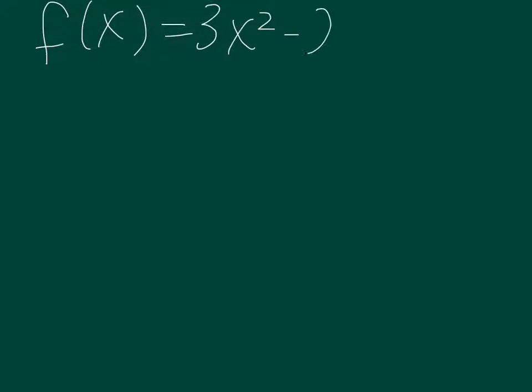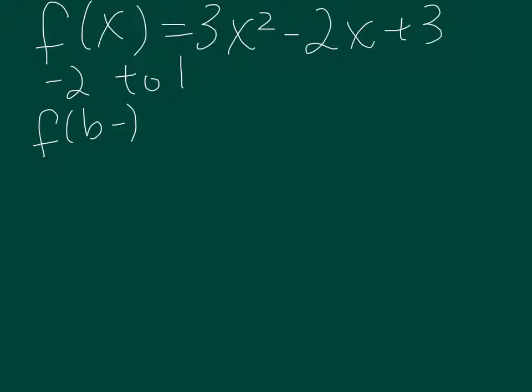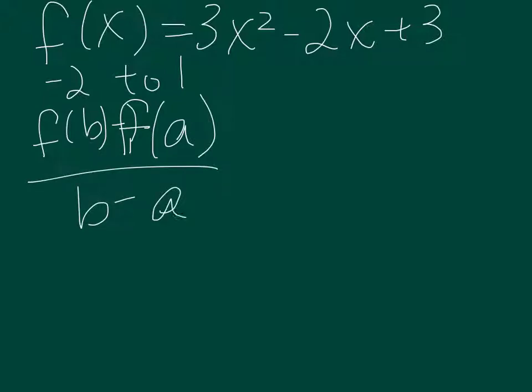Okay, so let's say we try and find the equation of the secant line. Let's take the graph f of x equals 3x squared minus 2x plus 3. Let's say we go from -2 to 1, well, f of b minus f of a over b minus a.